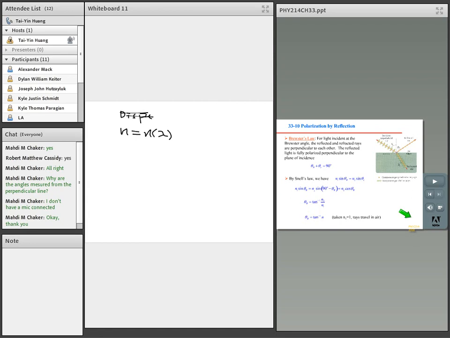And all this, of course, can be found by using Snell's law, which is n1 sine theta 1 equal to n2 sine theta 2. Okay, so that's that.